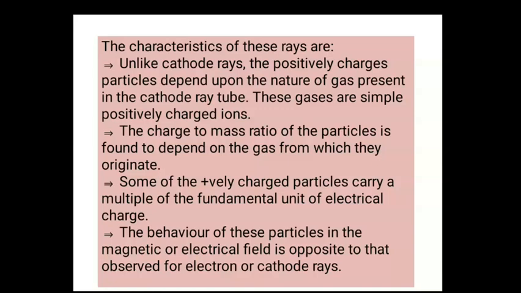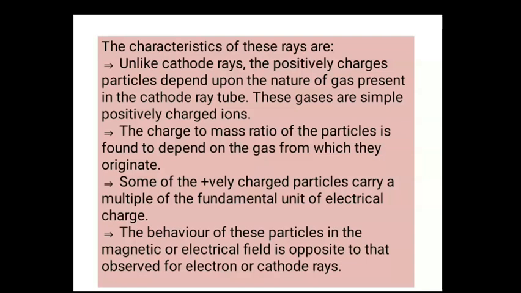So there are a few characteristics of these rays. Number one, unlike cathode rays, these positively charged particles depend upon the nature of the gas present in the cathode ray tube. These are simple positively charged ions. Now what does it mean? Suppose we take hydrogen in the cathode ray tube. When hydrogen ionizes, it will form H positive plus e negative. Mass of H positive is 1 unit, and the charge is also 1 unit, 1 positive.